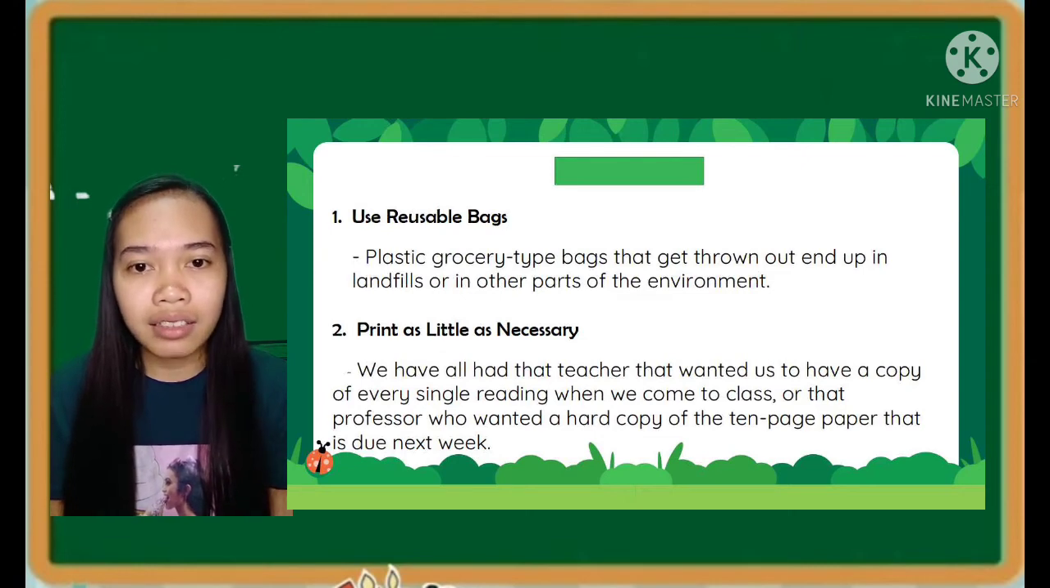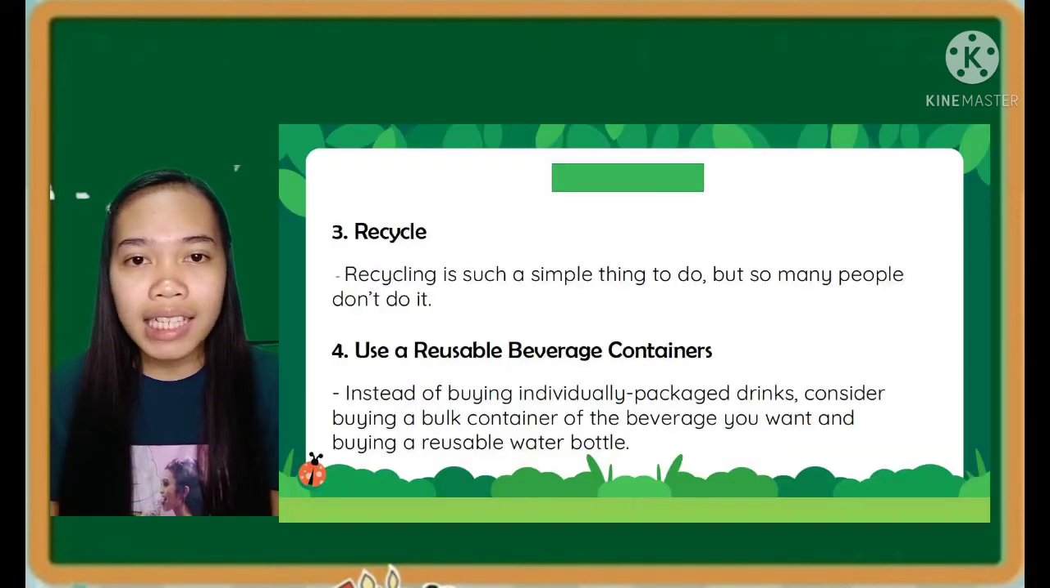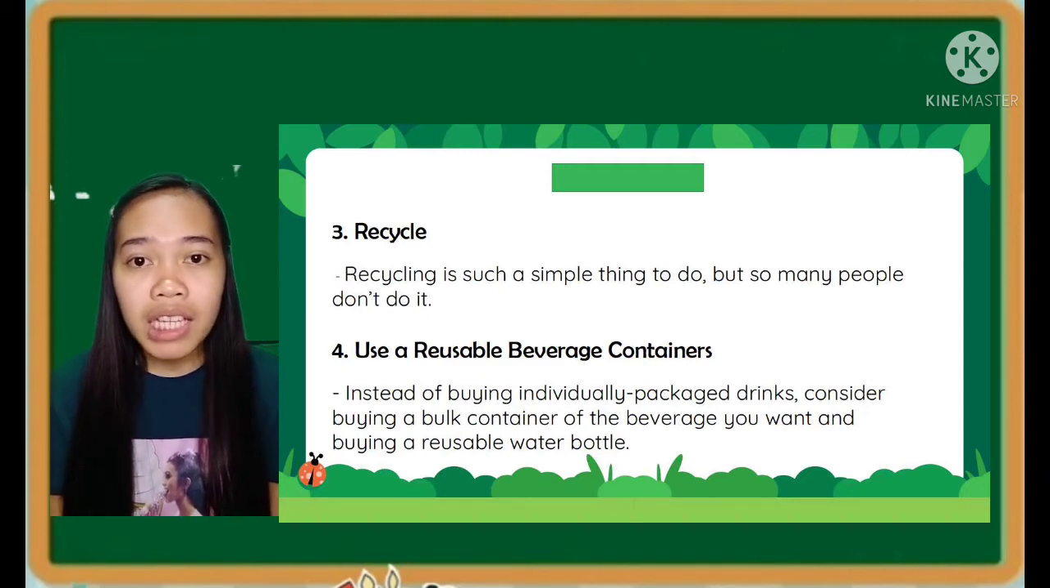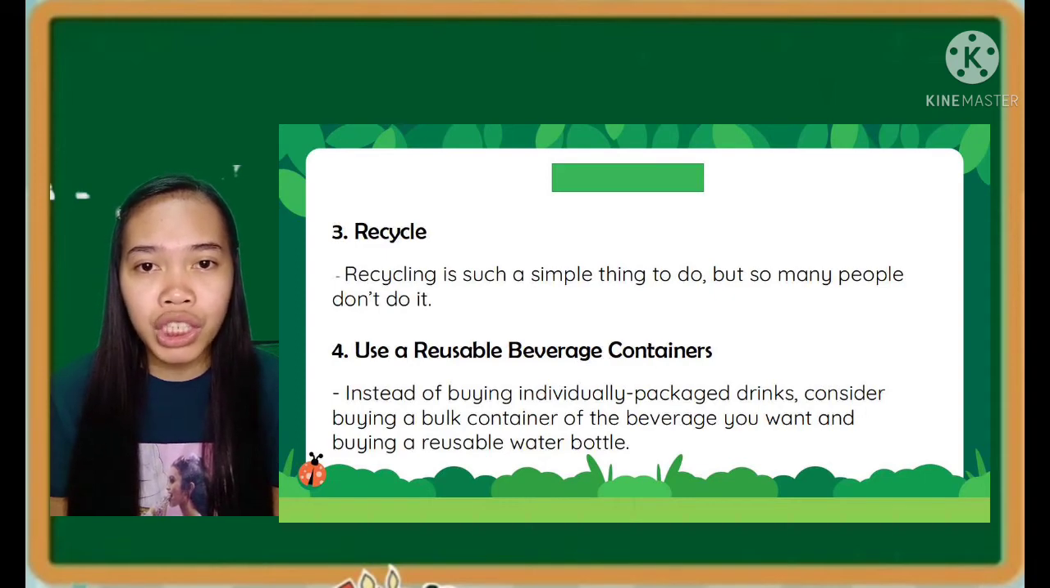Third, recycle. Recycling is such a simple thing to do, but so many people don't do it. Many garbage disposal companies offer recycling services. So check with the company you use to see if they can help you get started. It is as simple as getting a bin and putting it out with your trash cans for free.